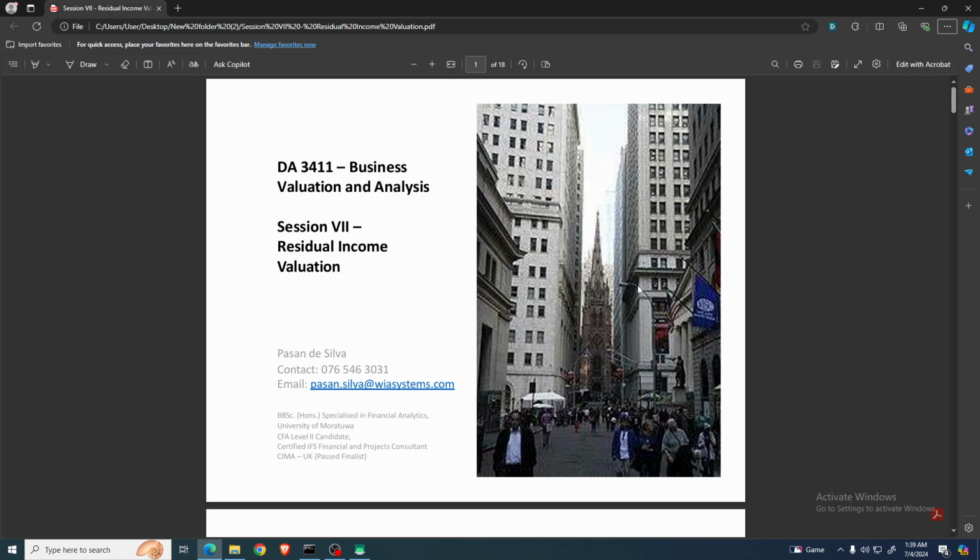Welcome to session number 7, which is on the residual income valuation. Residual income valuation is a powerful method used in financial analysis to assess a company's ability to generate profits above and beyond the expected return required by its equity investors.